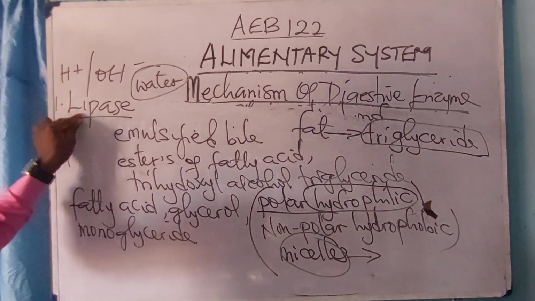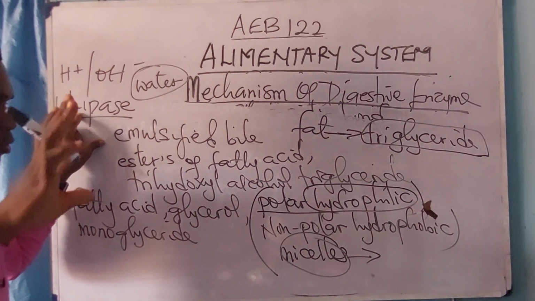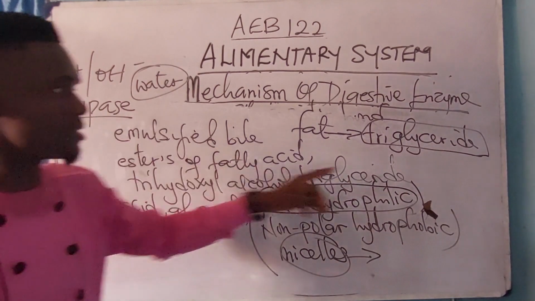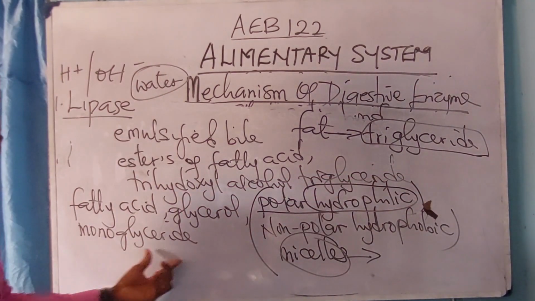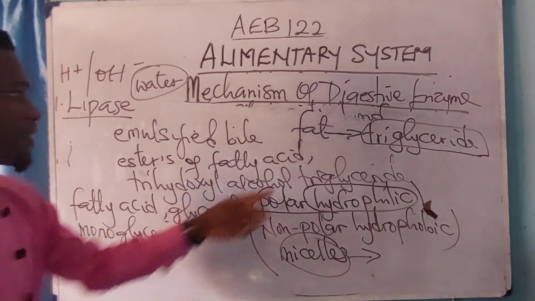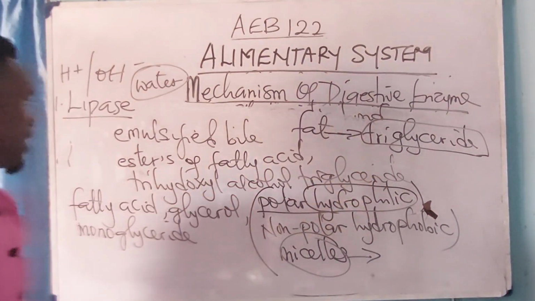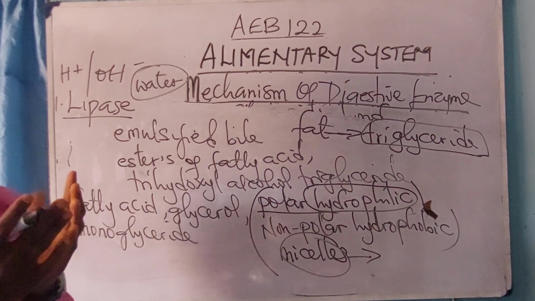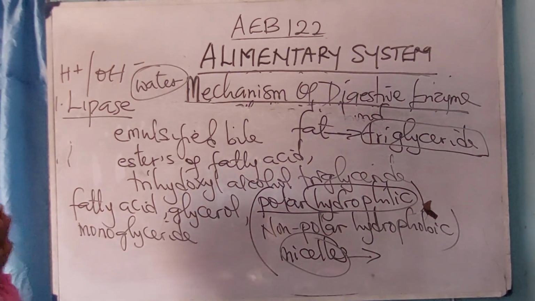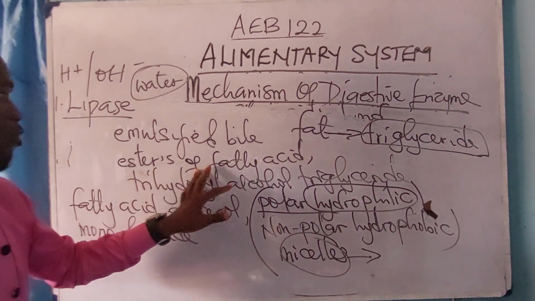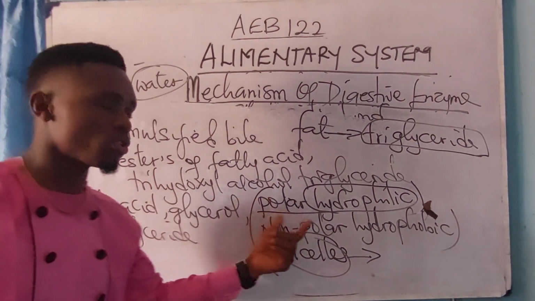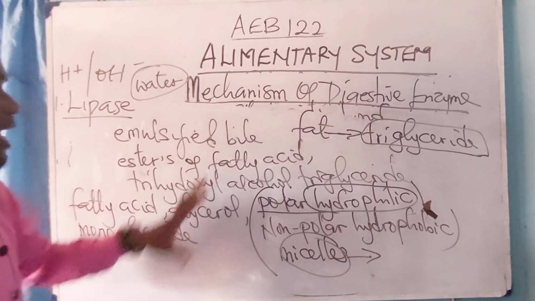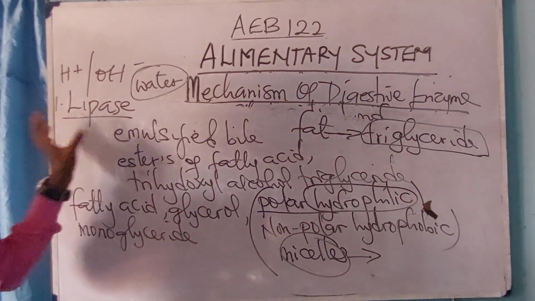The part I want you to take note of is not all this grammar we are speaking now. One, lipase works on ester bonds. The end products of triglyceride are fatty acid, glycerol, and monoglyceride. Another name for fat is triglyceride. And most fats that animals utilize are from esters of fatty acid and trihydroxy alcohol, triglyceride. So these are the things you should know on lipids. Take note of that.